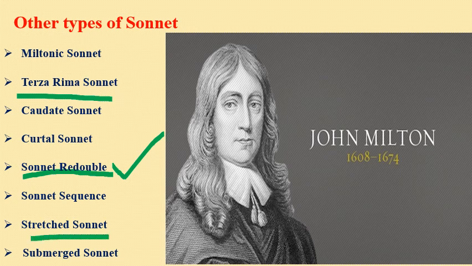Next one is the submerged sonnet. Submerged, in the sense itself, we can mean that it is merged inside. The example is T.S. Eliot's The Waste Land. You can find it in lines 235 to 248. A small sonnet has been mixed with, merged with the poem. That's about the other types of sonnets here.